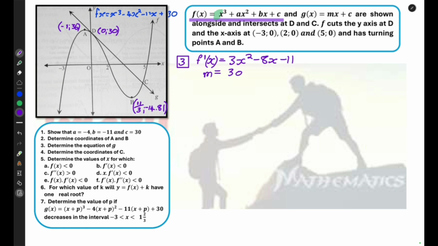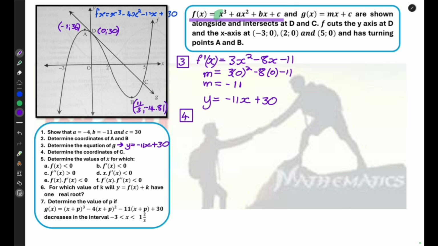So it's 3 times 0 squared minus 8 times 0 minus 11, everything cancels out, and m is just minus 11. So the formula for G would then just be y is equal to minus 11x, and I can actually see the y-intercept, so I can just write plus 30. I can also sub in D into x and y, and then I would just see it's 30 again. So that is the answer of G.